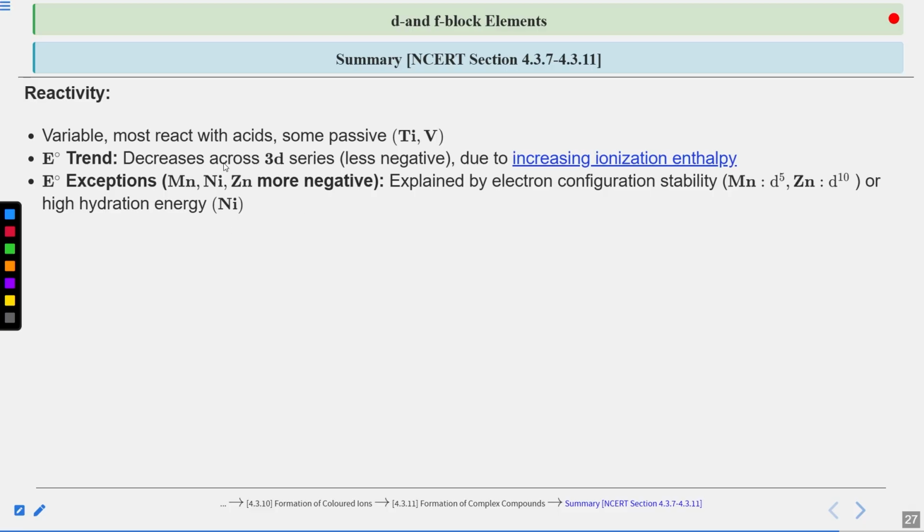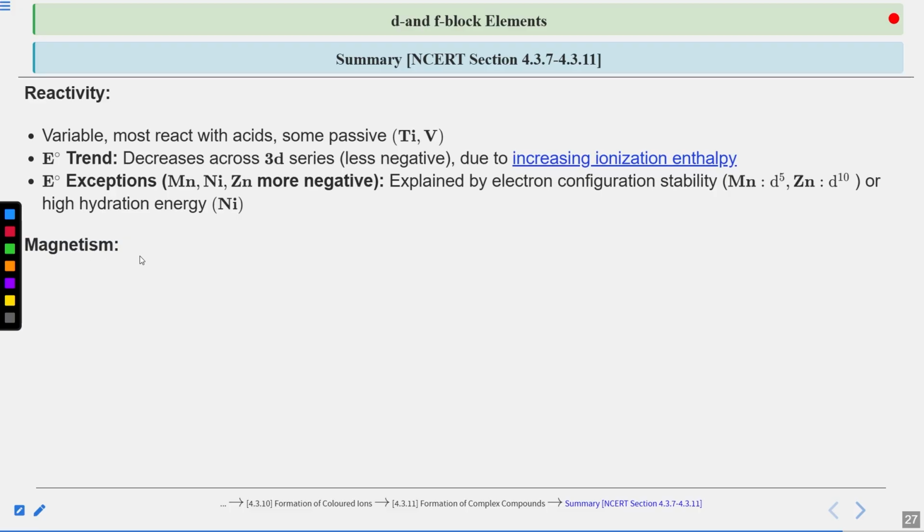But here manganese, nickel, and zinc show a more negative value, which is an exception, explained by the electronic configuration stability of manganese and zinc, because manganese wants to attain its half-filled stable configuration and zinc wants to attain its fully filled stable configuration. That's why they show a more negative E0 value. In the nickel case, nickel has high hydration energy, so the E0 value is more negative.